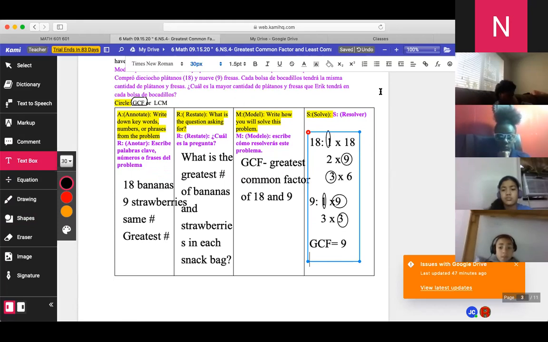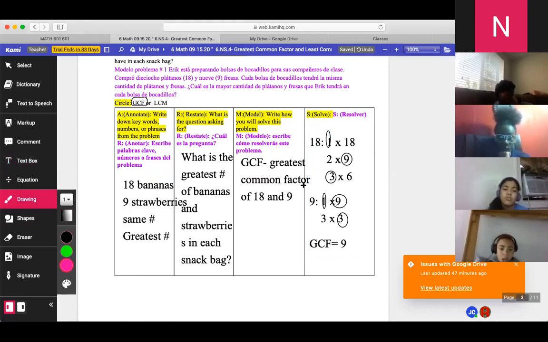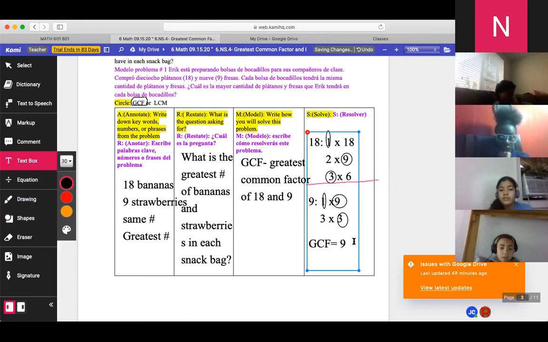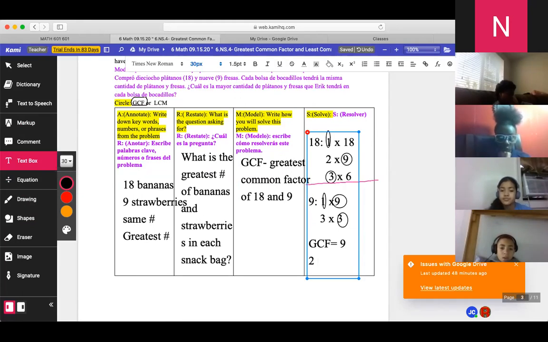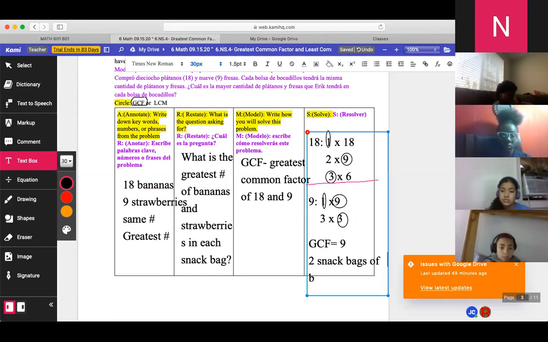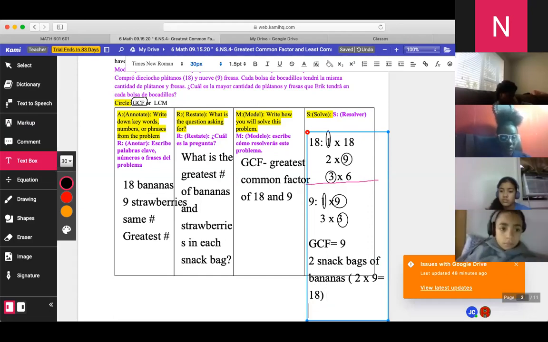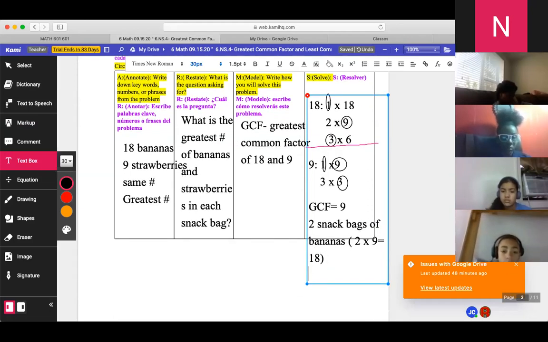In this case, we have 2 times 9 equals 18. So we know that we need two stacks of bananas. That way it can equal what? 18, right? That's the 9 for the greatest common factor. So 2 times 9 equals 18. So 2 snack bags of bananas. And then we will have to do the greatest common factor for the strawberries, which is 9 times what? 1, right? So 1 snack bag of strawberries.